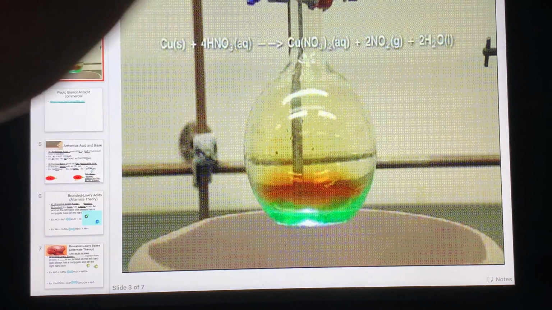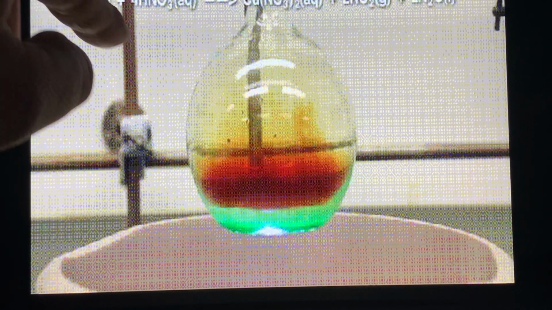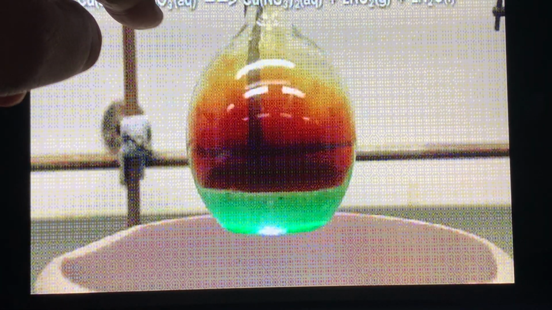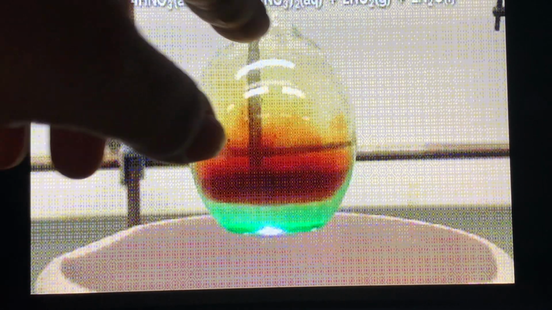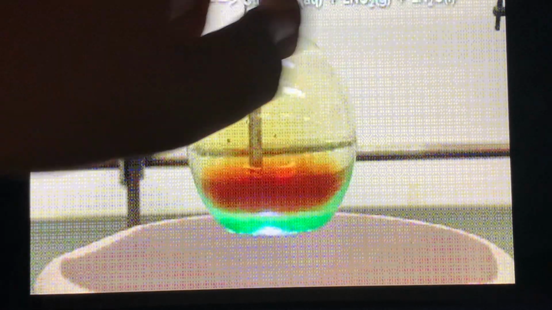There's a little reaction shown here. When you drop a penny, which is copper, into nitric acid, it produces copper nitrate, nitrogen dioxide, and water. Okay.